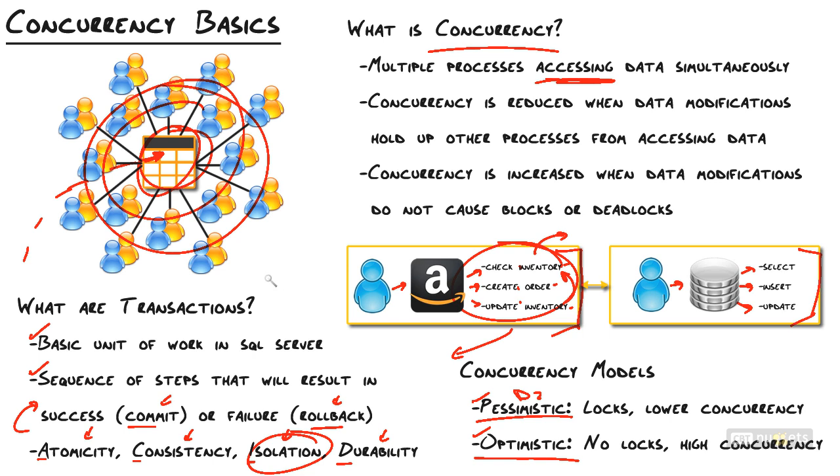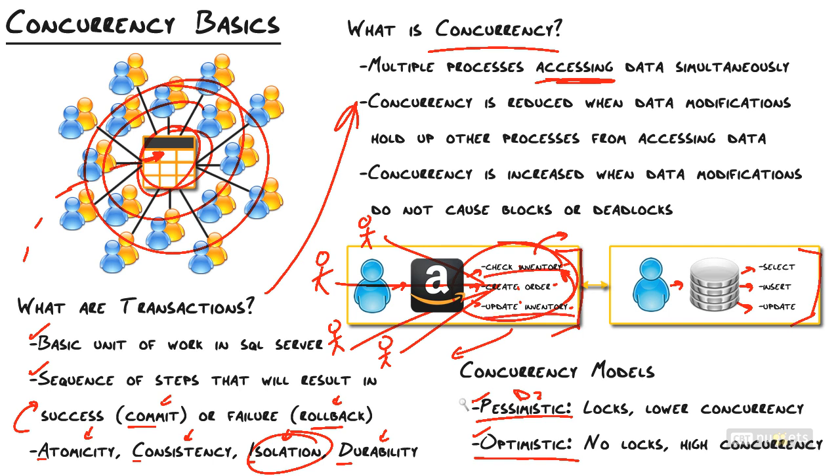Now, the tricky part comes in when we start introducing concurrency into this, because say we have thousands of users, like Amazon, which probably has millions of users. How do we handle all of these people accessing the same product, reading inventory, updating inventory? How does all that work? Let's go check out what some of those problems are and how we can control them using isolation levels.